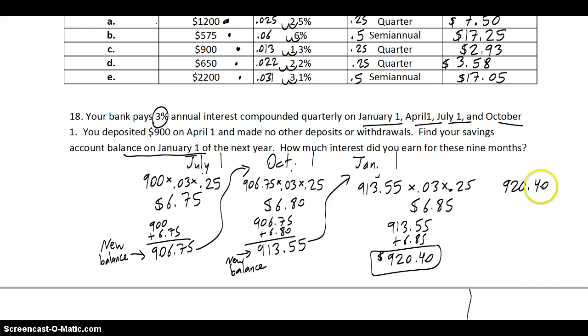Well, just take 920.40 and subtract out what we originally started with, which is 900, and you get $20.40 interest. Okay, so in 9 months we earned a little over $20 in interest.